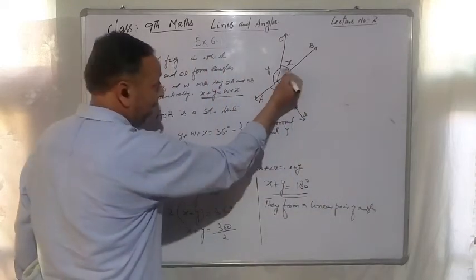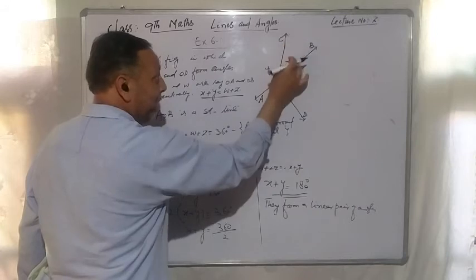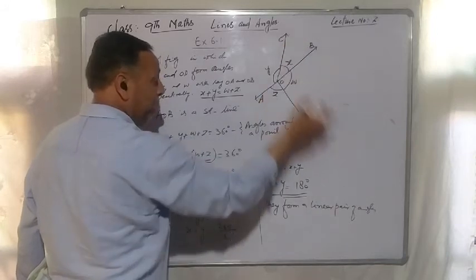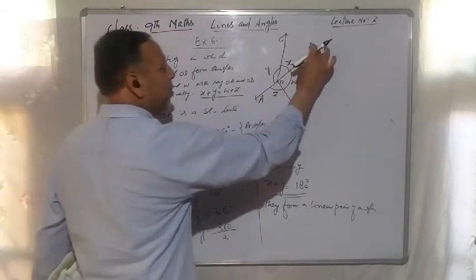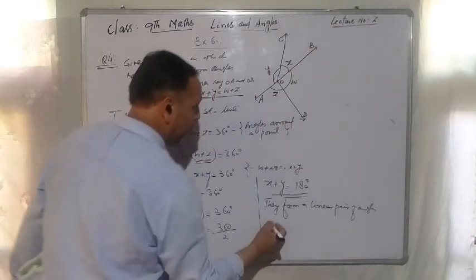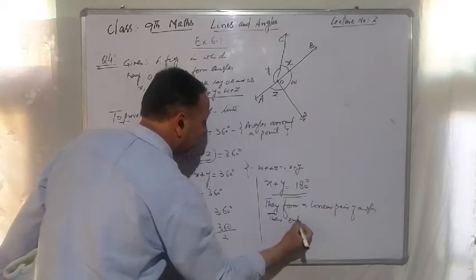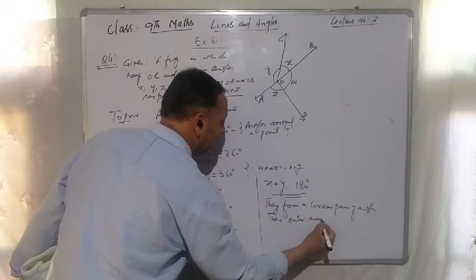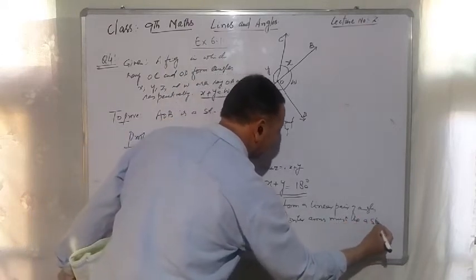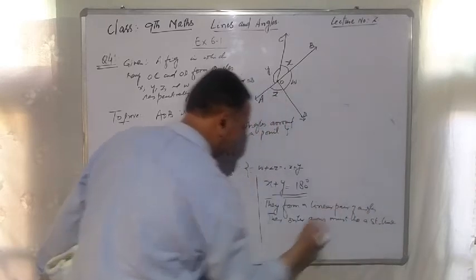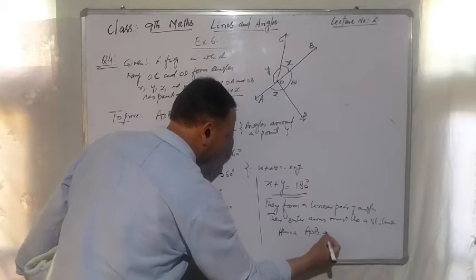Because you see, angle X and angle Y, they have a common vertex O, they have a common arm OC, and their sum is 180 degrees. Therefore, they form a linear pair of angles, and the outer arms of a linear pair of angles are always in a straight line. Therefore, their outer arms must be a straight line. Hence, AOB is a straight line.